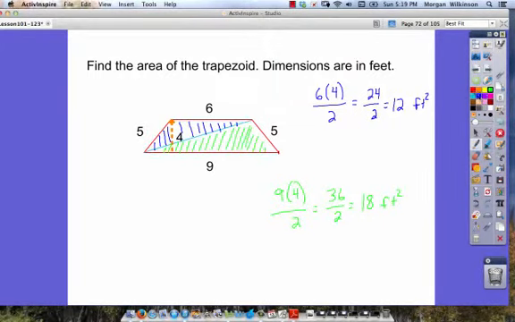Now when we add these together, we come to our final answer, 12 plus 18, and 12 plus 18 must be equal to 30. And we'd have 30 square feet, or feet to the second power, as our answer. Again, easiest way to find the area of a trapezoid, break it into two triangles, find the area of each triangle, and add them together.